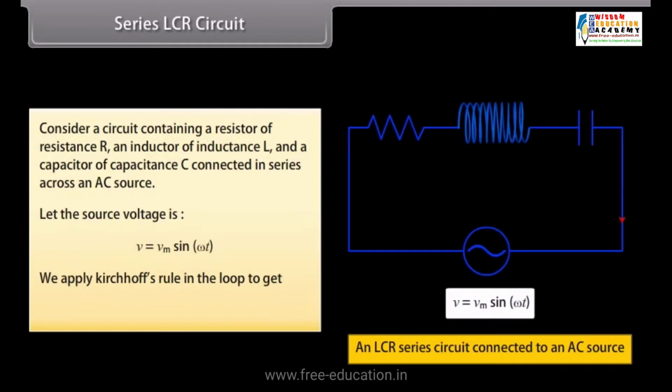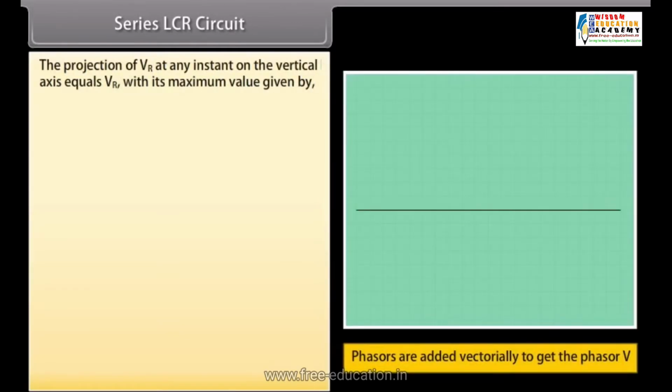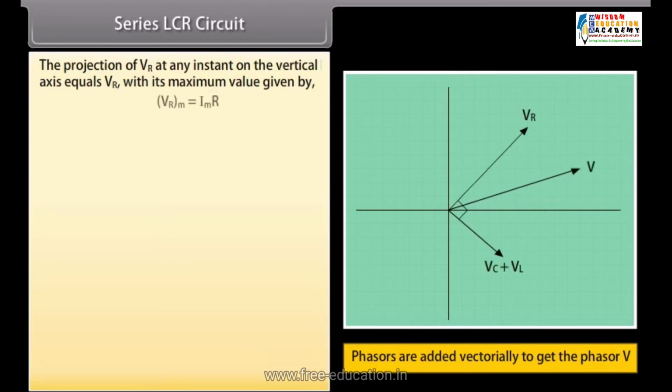We apply Kirchhoff's rule in the loop to get V is equal to VR plus VL plus VC. The projection of VR at any instant on the vertical axis equals VR with its maximum value given by product of Im and R.